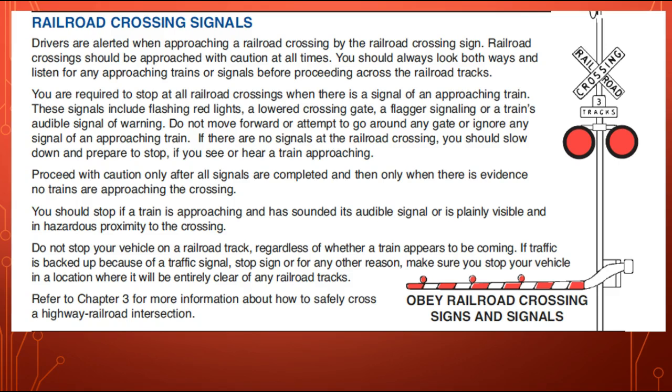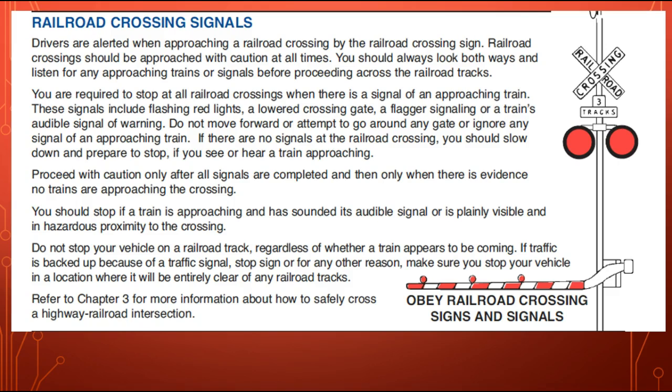If there are no signals at the railroad crossing, you should slow down and prepare to stop. If you see or hear a train approaching, proceed with caution only after the signals are completed, and then only when there is evidence no trains are approaching the crossing. You should stop if a train is approaching and has sounded its audible signal or is plainly visible and in hazardous proximity to the crossing.